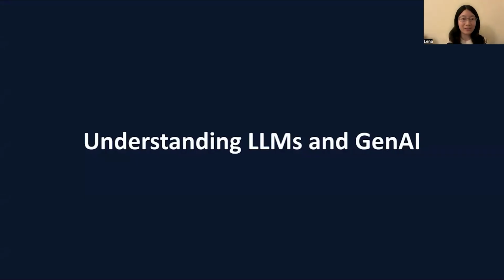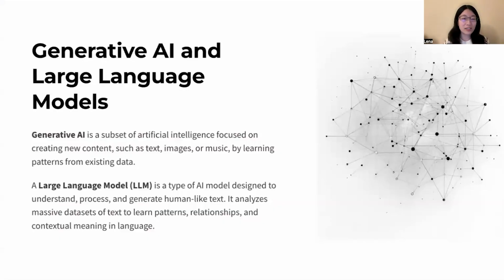So what is GenAI and large language models? Generative AI is a subset of artificial intelligence focused on creating new content, like text, images, and music. They do so by learning patterns from existing data. And a large language model is a type of AI model designed to understand, process, and generate human-like text. Right now, it has even evolved to handle multimodal content. It analyzes massive data sets of text to learn patterns, relationships, and contextual meaning in languages. The large language model is the model behind generative AI.